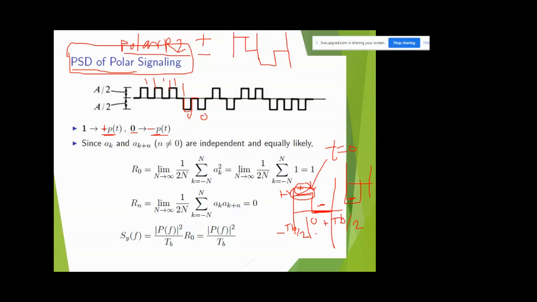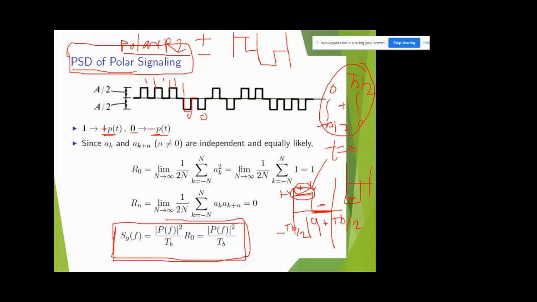So if you are solving this particular integration, two integrations are there, minus TB by 2 to 0 plus 0 to TB by 2. Okay, so after solving these two integrations, such type of signaling we will get here. This is the mathematical equation given. So the overall power spectral density we will get like this. The overall formula, if you calculate here, we will get like this.